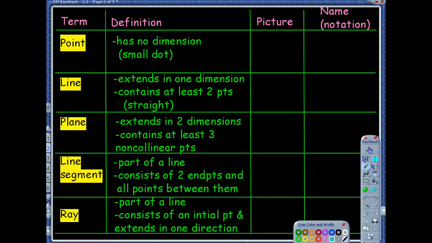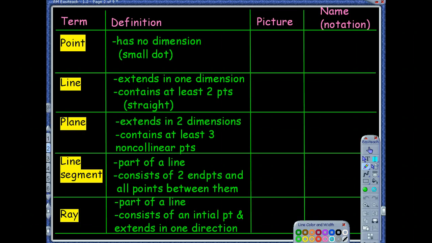All right, so this slide here has your nice little table set up. You'll notice the far left is the term, then the definition, which we already have listed. We're going to draw a picture and do a little notation of it, which is a big thing in geometry. It allows us not to have to write a bunch of words, which is nice. Mathematicians like to be as short and concise as possible. It's not being lazy. It's just being smart.